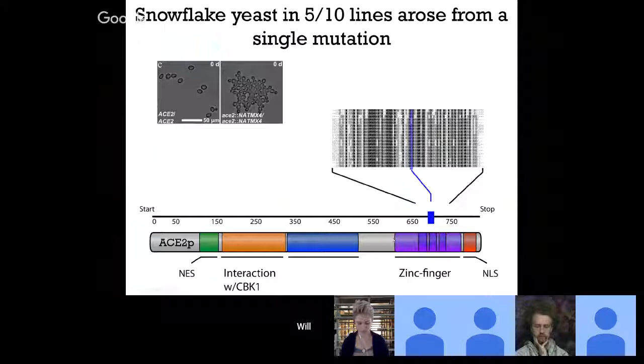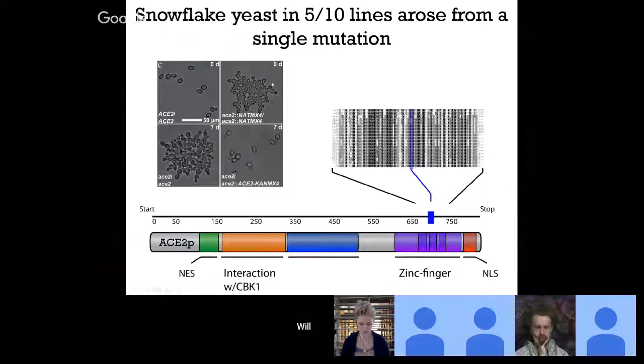And so, for example, we can do simple synthetic biology to show this is the case. This is our ancestor. It's got 2 functional copies of ACE2. If we knock them out, just replace them with an antibiotic marker, we get snowflake yeast. And we can take experimentally evolved snowflake yeast, which got a natural mutation in the same gene, and we can repair that by taking the ancestor's ACE2 and sliding it in, and we bring them back to unicellularity.